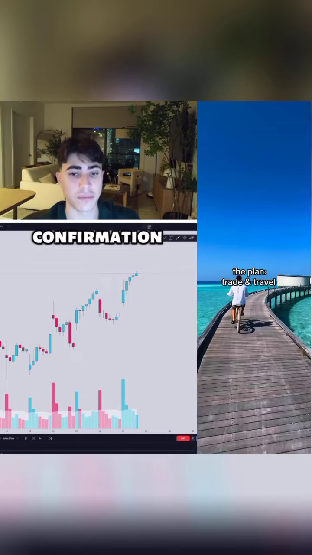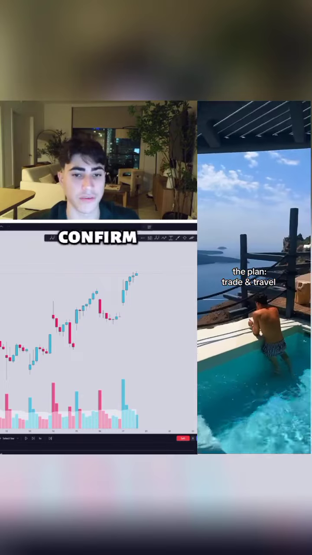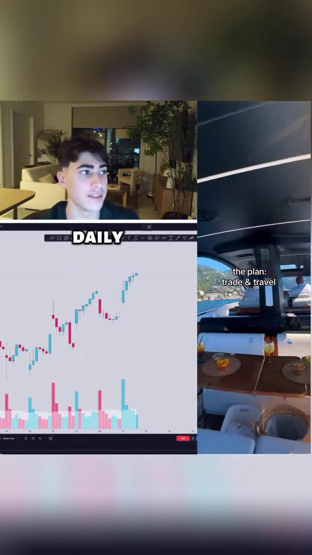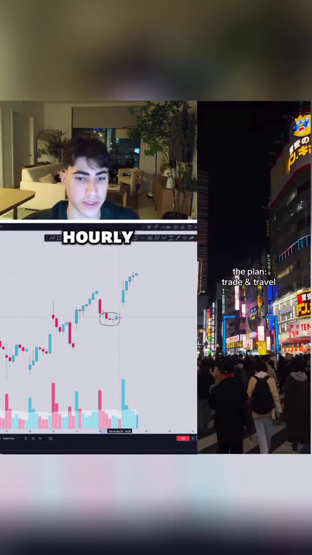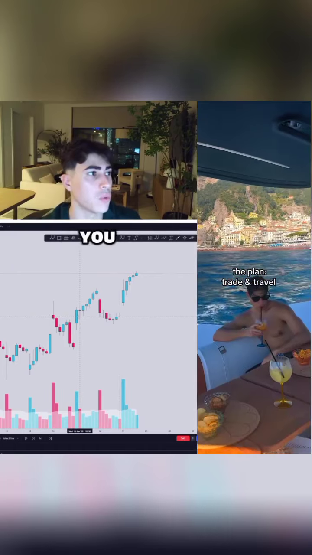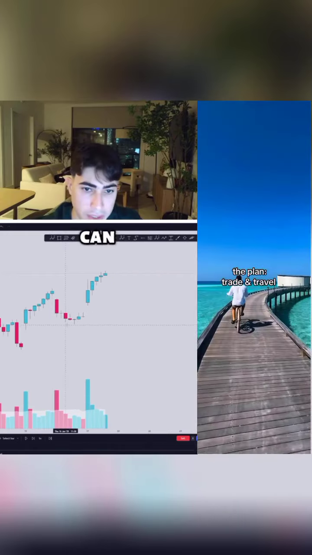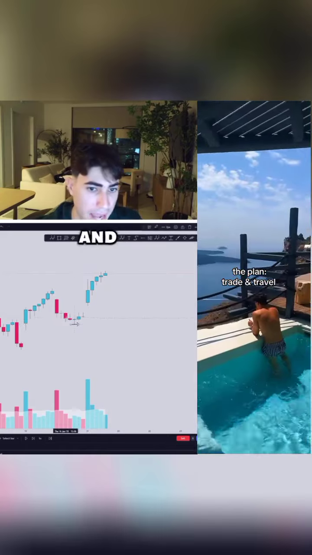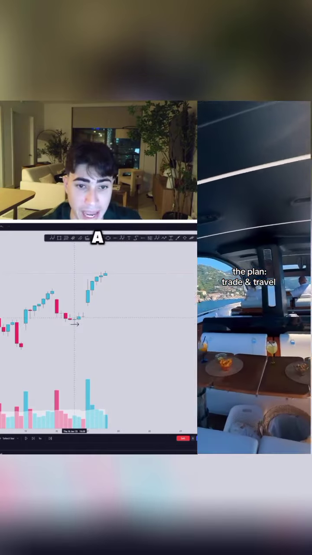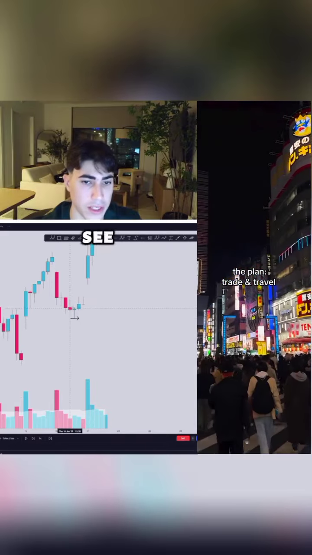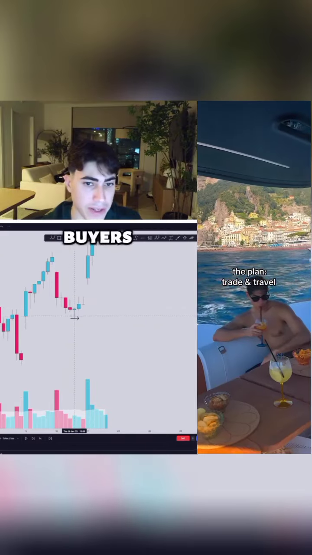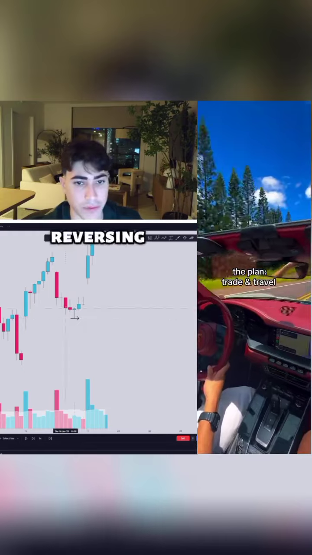My favorite confirmation, what I personally use to confirm that the 8 EMA is holding on the daily time frame, is I'll go down to the hourly time frame. The reason why is because you want to see how the hourly candle reacts to that moving average. So right here, you can see that's our 8 EMA test. And what ends up being put in? A hammer candle. That's exactly what you want to see. To me, this confirms that buyers have stepped in and they're reversing the trend.